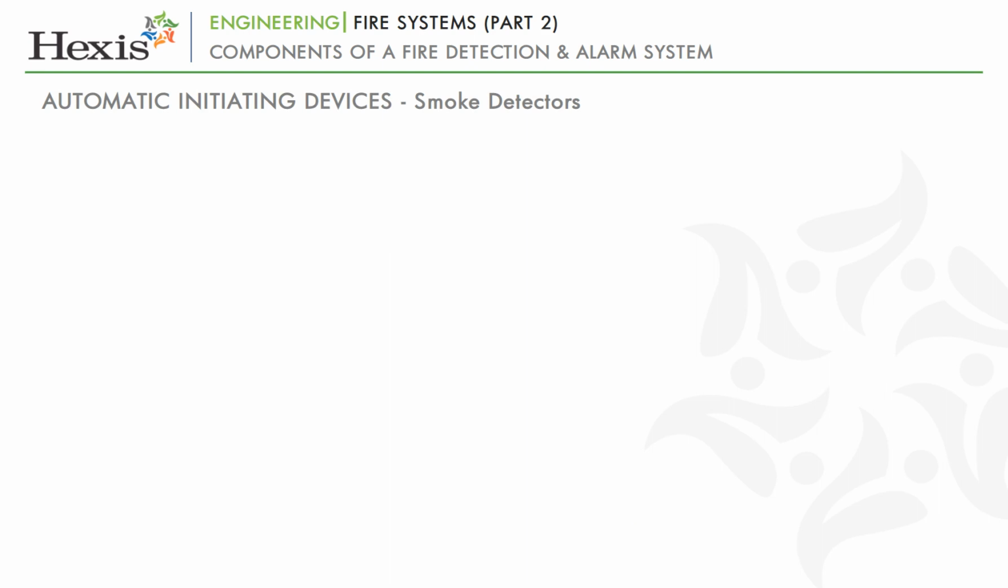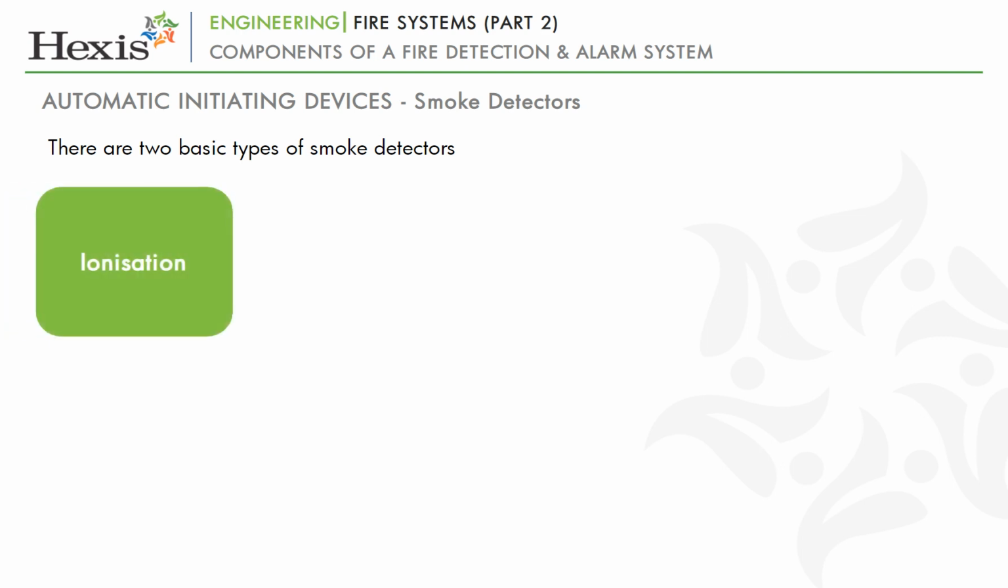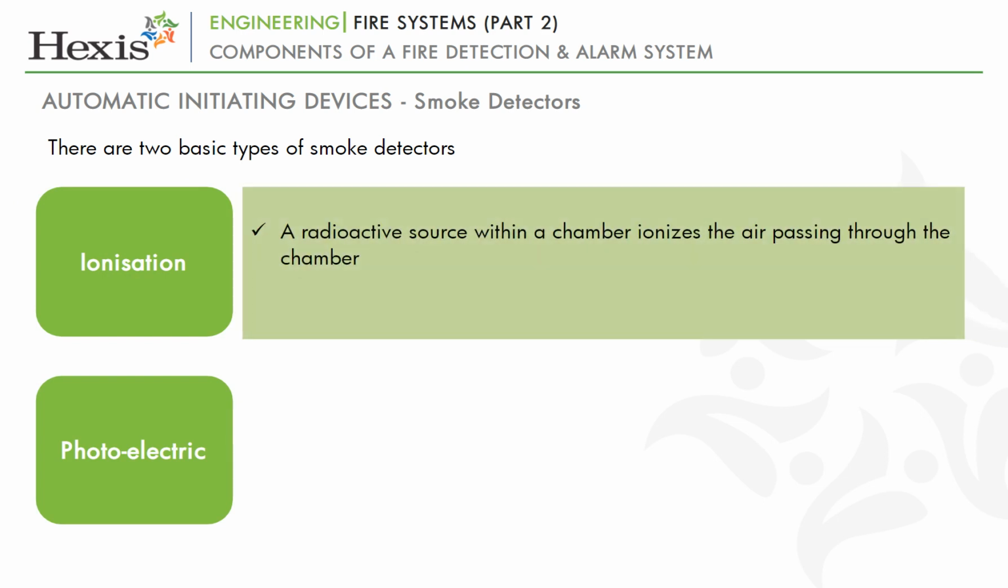Now let's see what are smoke detectors. There are two basic types of smoke detectors: ionization type and photoelectric type. Ionization. A radioactive source within a chamber ionizes the air passing through the chamber. When smoke enters the chamber, the current reduces and causes an alarm to be sounded.